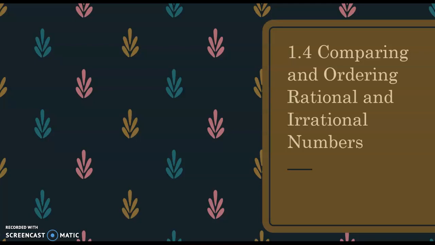So we're going to take what we've learned in the last couple of lessons about rational and irrational numbers, and what we learned in our first chapter or unit, the review when we were working with fractions. We're going to use that information too, and we're now going to compare and order. So our first slide is comparing.